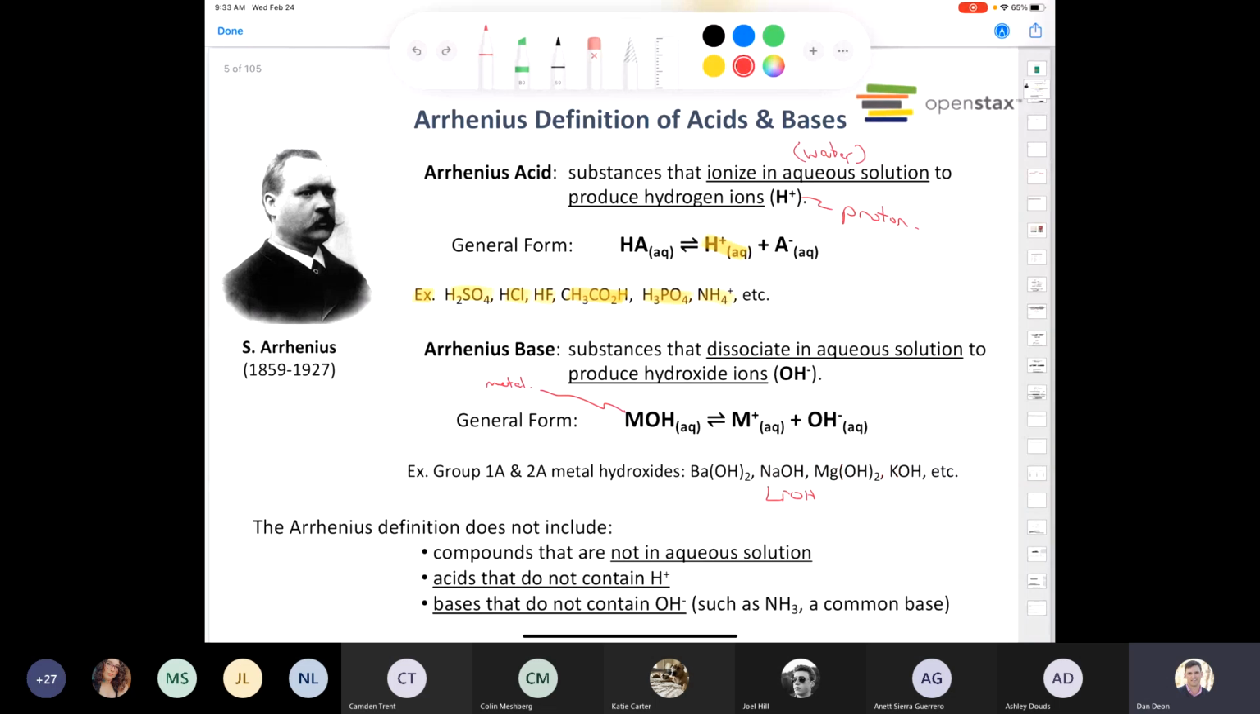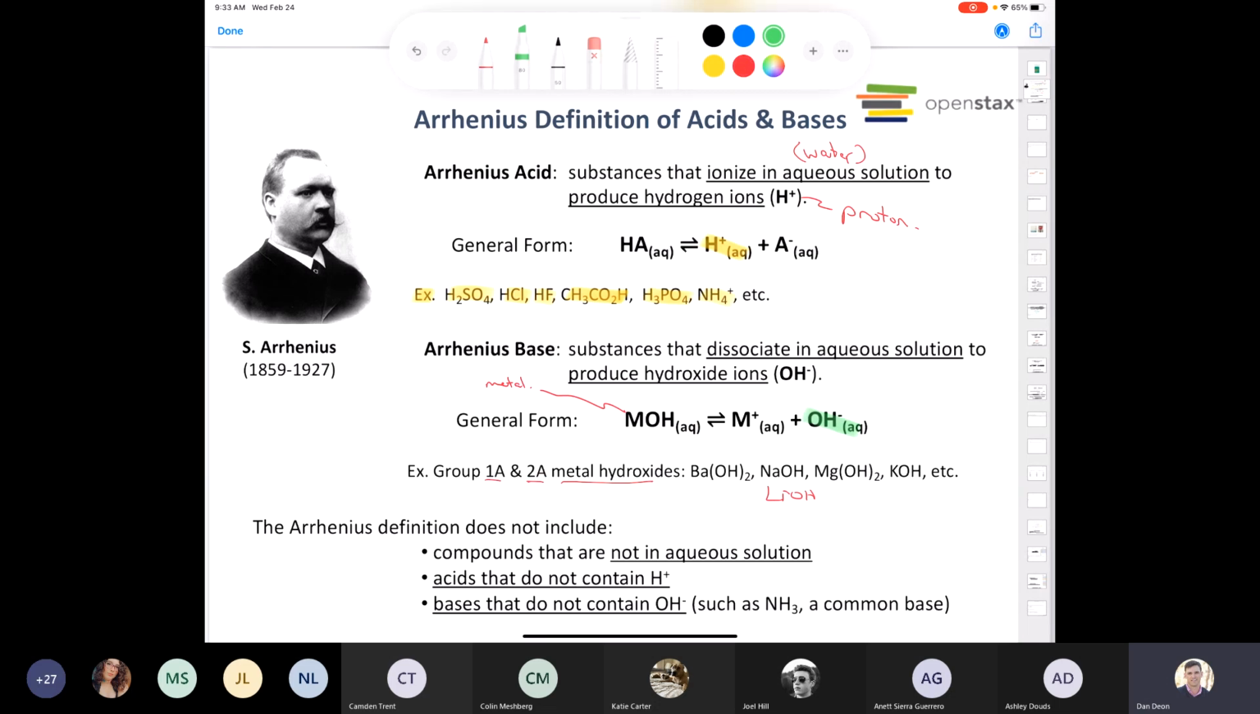And so how do we know when we have an Arrhenius base? If you have a group 1A or 2A metal hydroxide, like these that are shown here, you have an Arrhenius base. So again, we take that ionic compound, we put it in water, it produces hydroxide, and therefore we know that we have an Arrhenius base because we produced hydroxide.